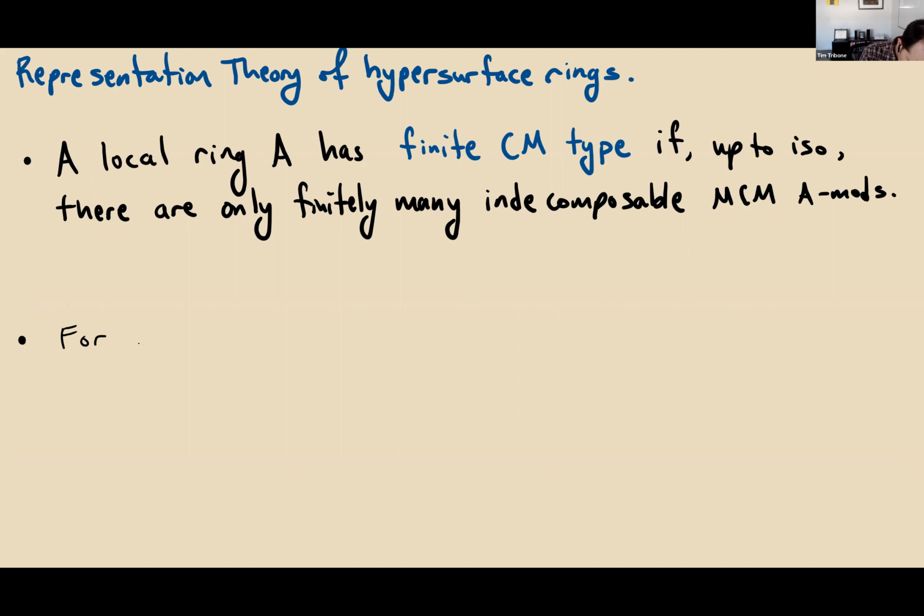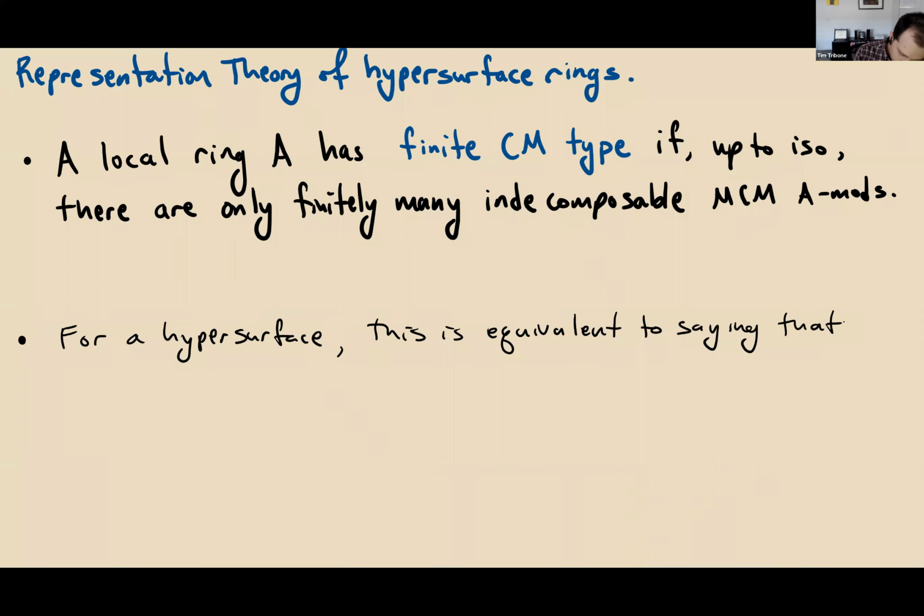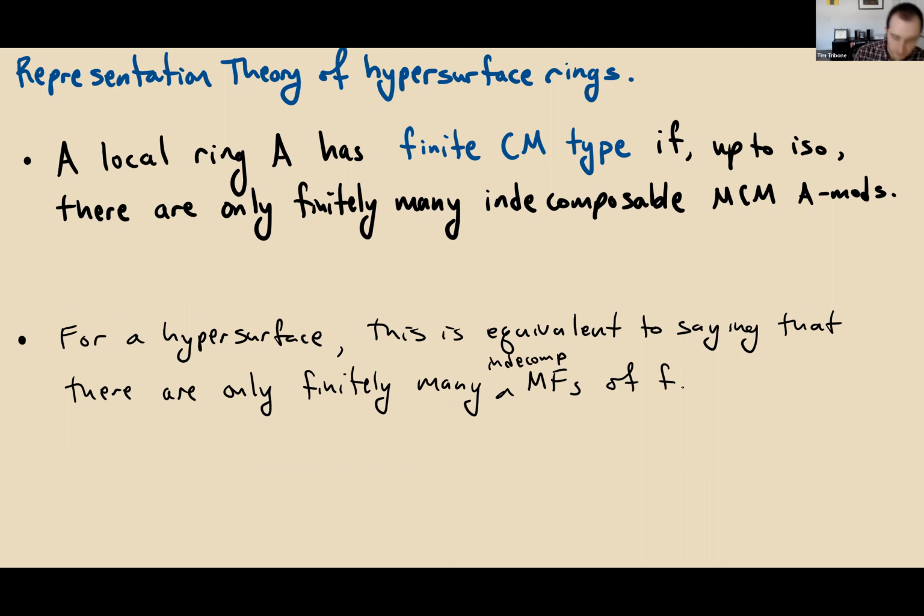That's for a general local ring, but for a hypersurface, based on Eisenbud's theorem, this is equivalent to saying that there are only finitely many indecomposable matrix factorizations of this element F. Let me reiterate that quickly. If you have a hypersurface ring with finite Cohen-Macaulay type, that's equivalent to saying that there are only finitely many indecomposable matrix factorizations up to isomorphism, because these two categories are actually equivalent.